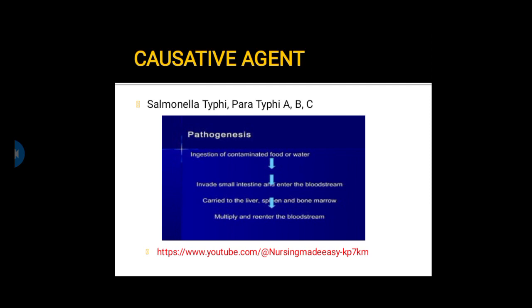Let's have a brief overview of the pathogenesis of Salmonella typhi. Basically, it is a disease which is spread through the fecal-oral route. So, when a person ingests contaminated food or water, Salmonella typhi invades the small intestine and enters the bloodstream. After that it travels to the liver, spleen and bone marrow, where it multiplies and re-enters the bloodstream.